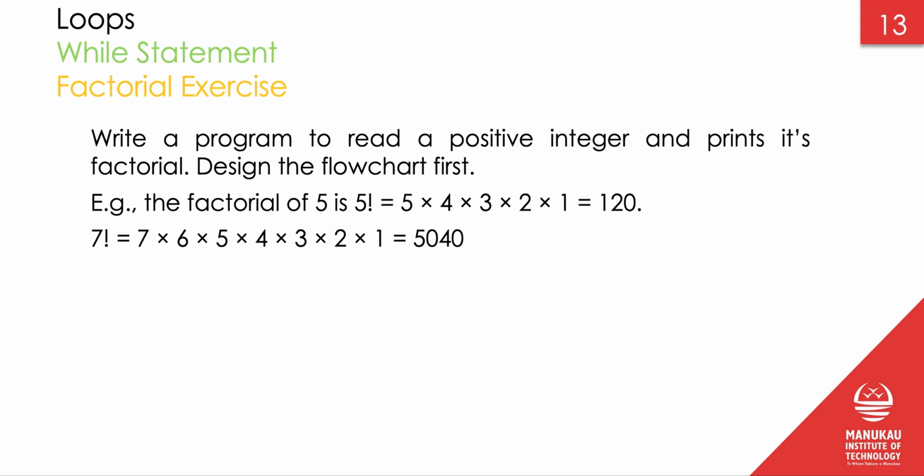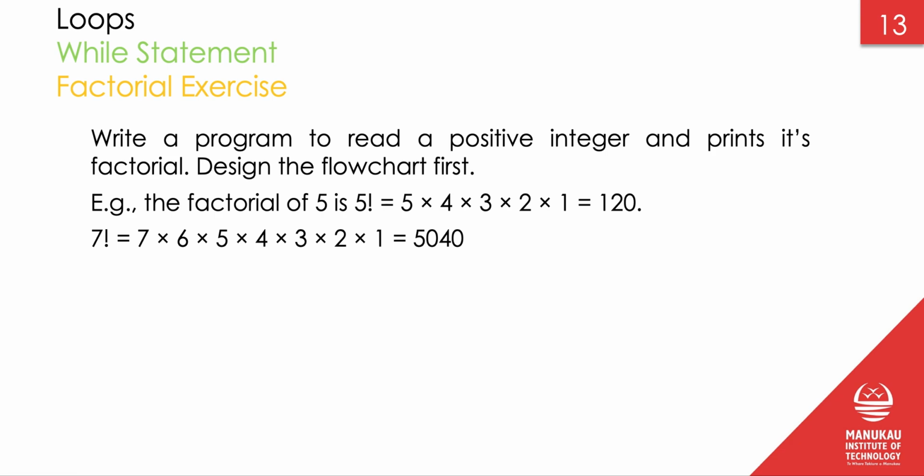Code, we want to read a number and print its factorial. A factorial is basically the multiplication result of that number counting backward to 1. For example, if the user enters 5, 5 factorial is the result of 5 times 4 times 3 times 2 times 1, 120. Or if the user enters 7, 7 factorial is 7 times 6 times 5 until times 1, and this is the result of 7 factorial.